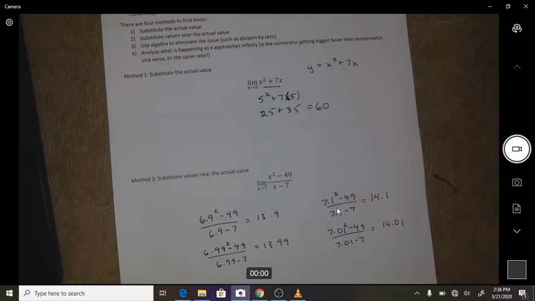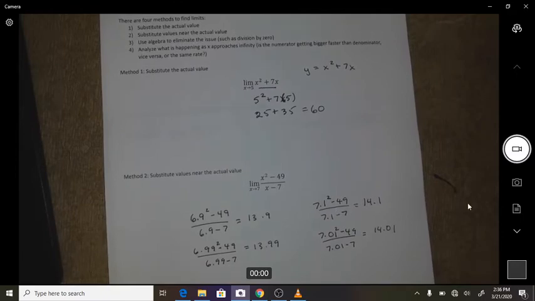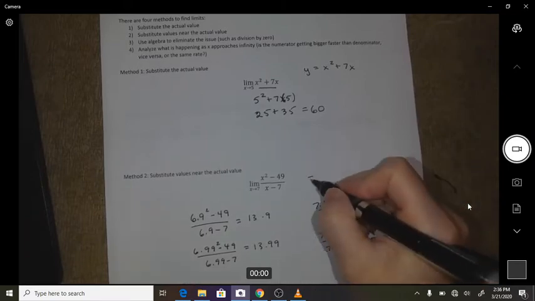Okay, so now that we got closer to 7, we can clearly see that we are approaching a specific y value, so we are getting closer and closer to 14. So the limit of that equation as x approaches 7 is 14.